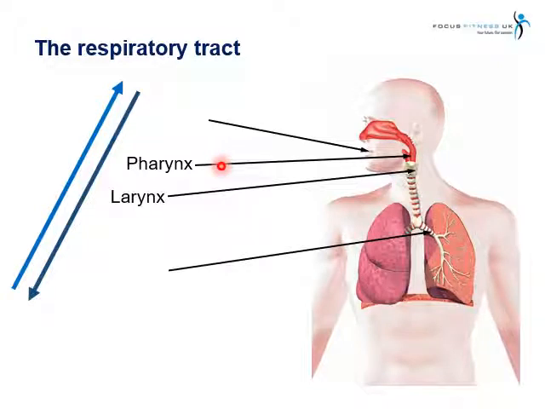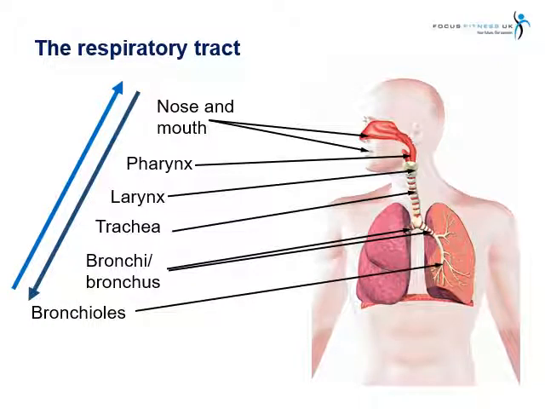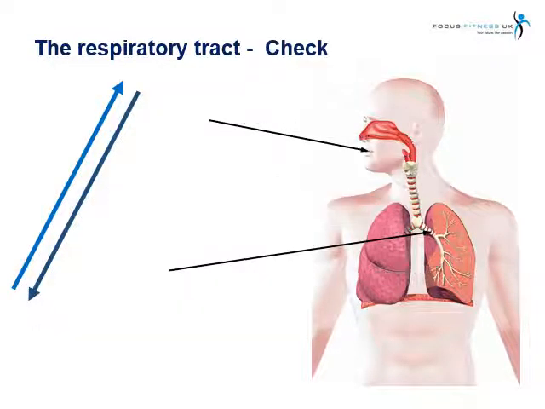If you put your hand just under your chin as you're talking, you'll feel that vibrating. Then to your trachea, which is quite a solid tube running down the center of your chest. That will split then into two bronchi. So you've got a left bronchus and a right bronchus, two bronchi, and they will go into smaller branches called bronchioles, and then finally into air sacs called alveoli.